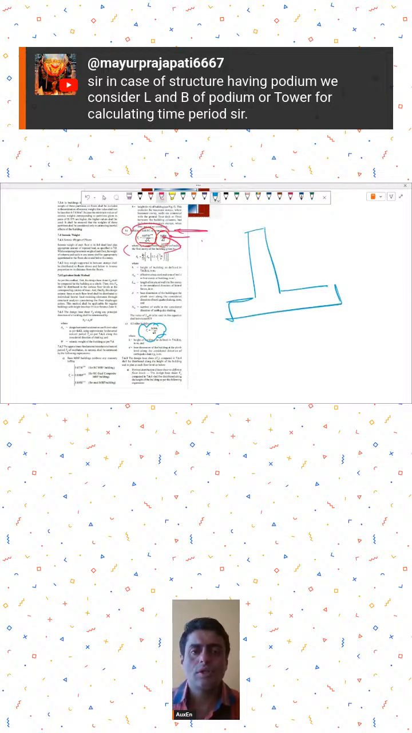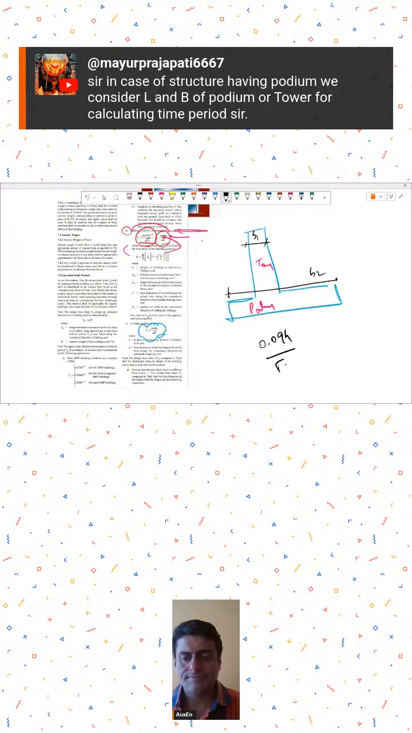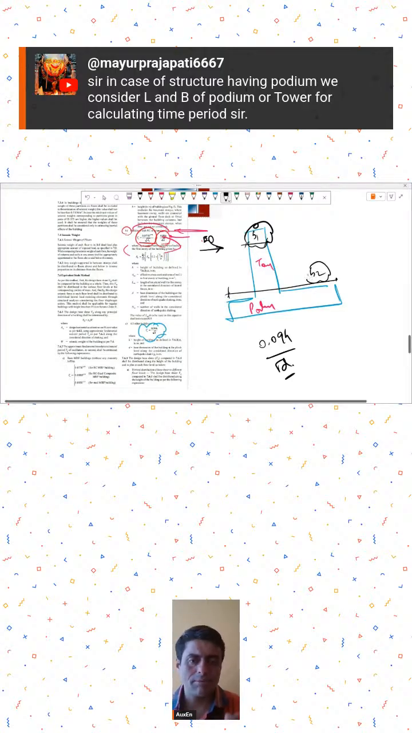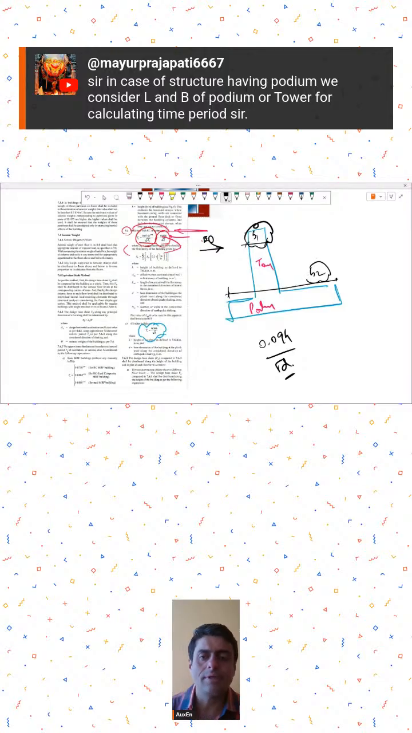time period. So that means, suppose this is my section, this is my podium, and this is my tower, and this has certain width b1, and this has certain width b2, and I have this type of formula, let's say, and where earthquake force is in this direction. So this becomes my D. So now will I take B1 or B2 in the D calculation to get the lowest time period? What do you think?